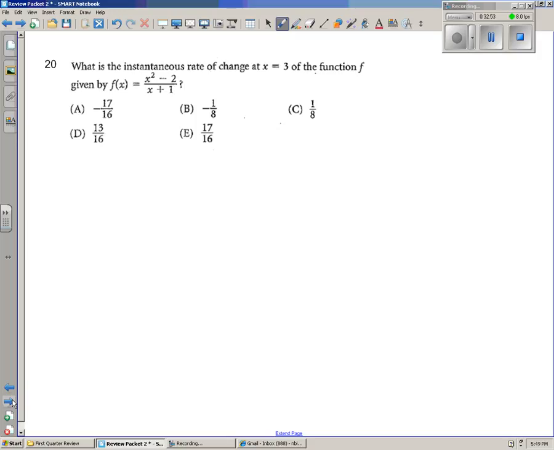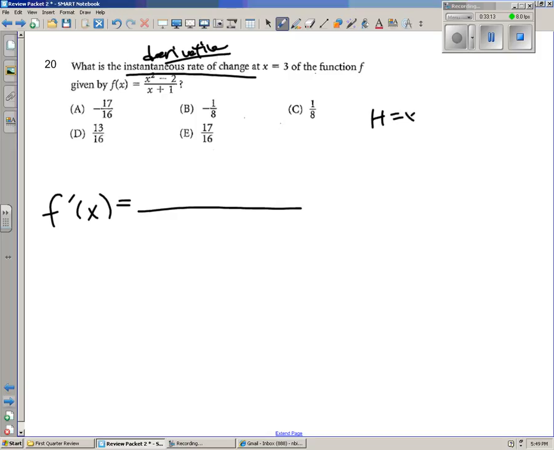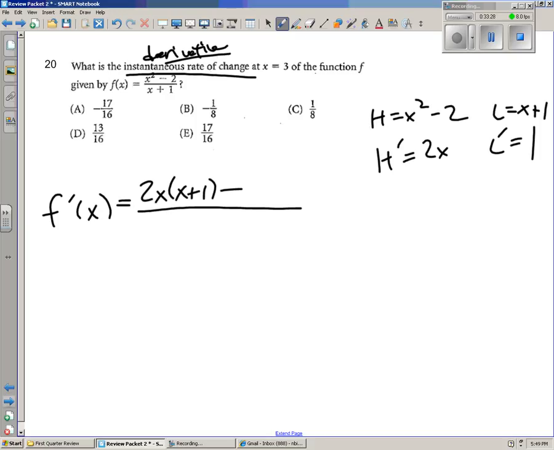All right, number 20 says, what is the instantaneous rate of change at x equals 3 of that function? So this function is a quotient, and instantaneous rate of change is another word for the derivative. I hope you realize that by now. So we're going to use the quotient rule. My high function is x squared minus 2. The low function is x plus 1. High prime is 2x, and low prime is 1. So now we have low d high, which is x plus 1 times 2x, minus high d low.